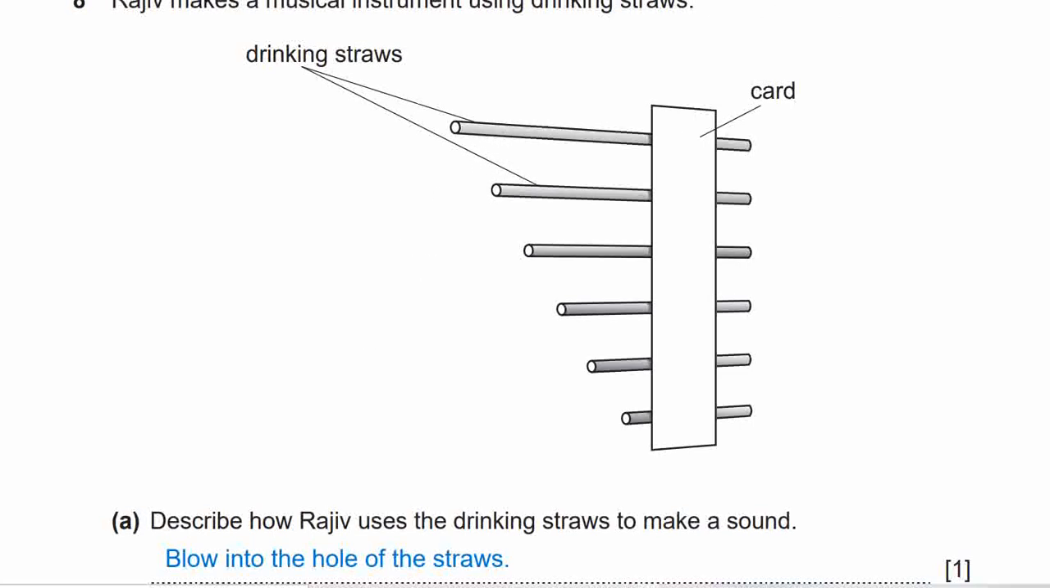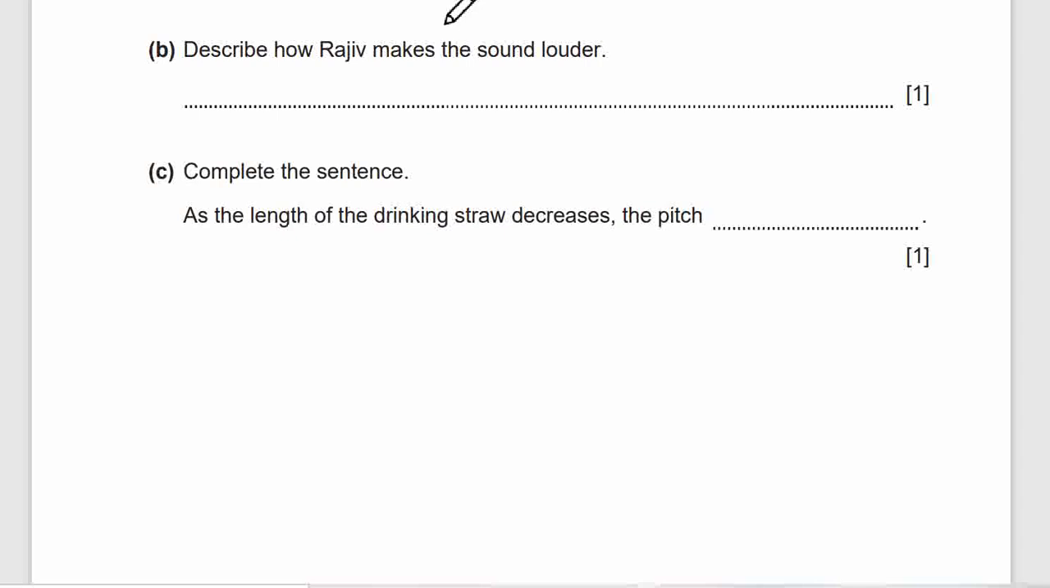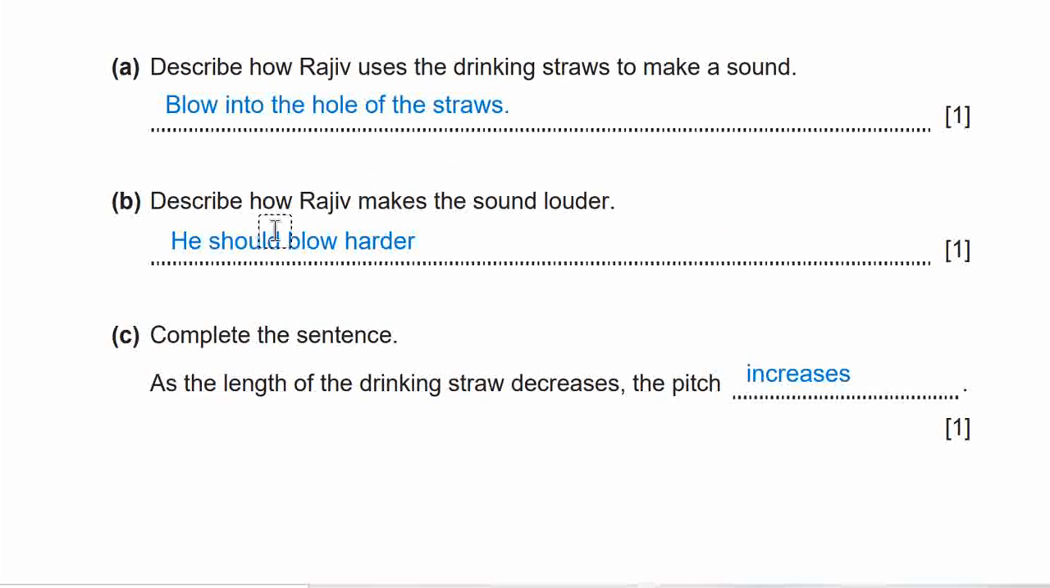Alright, next. Describe how Rajiv makes the sound louder. So he should blow harder. To make it louder, he should blow harder.